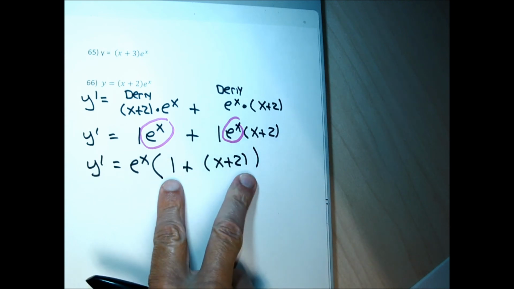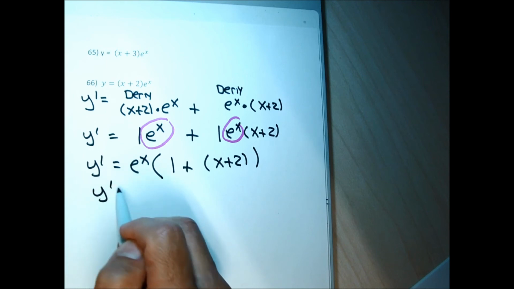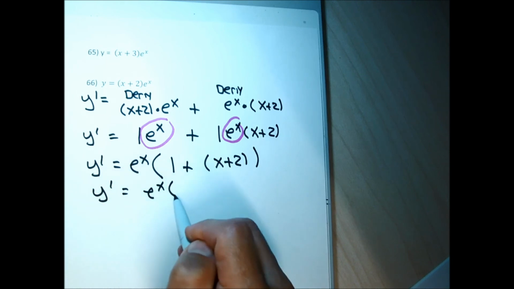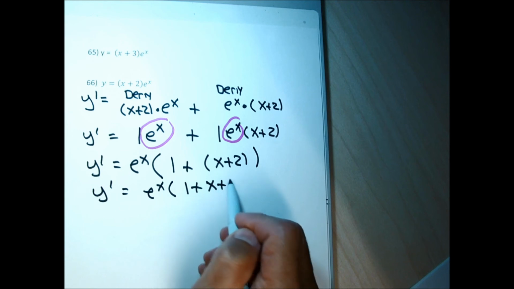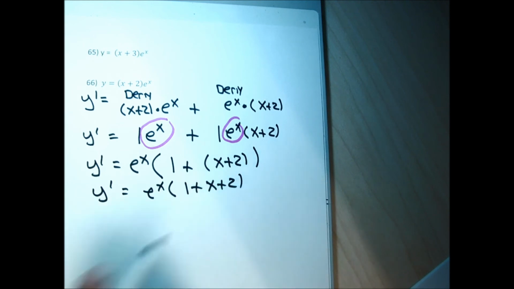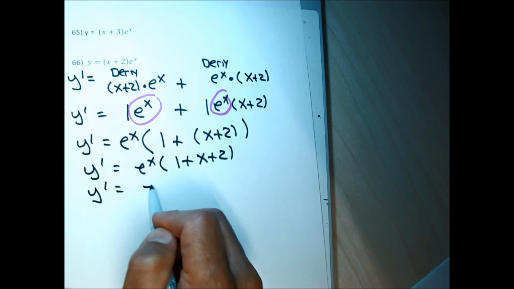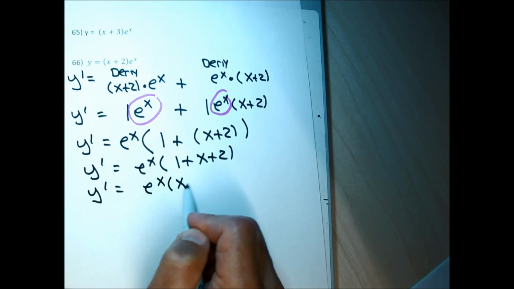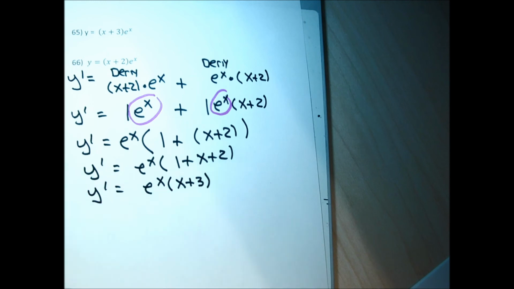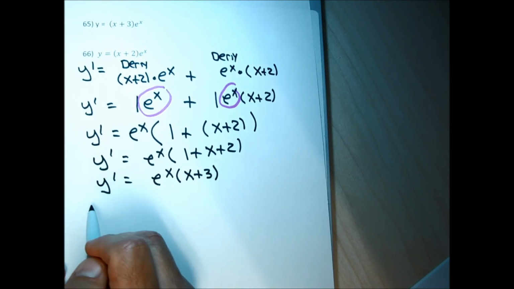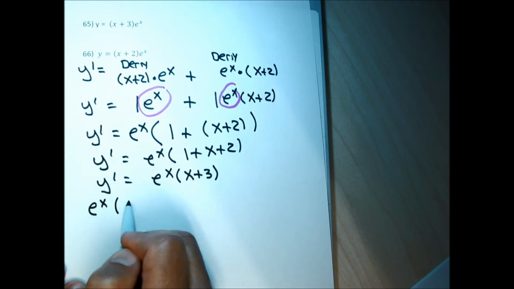I need to simplify the inside of this parentheses. So I'm going to get y prime equals e to the x times 1 plus x plus 2. I can just drop that parentheses without doing any changing. I get y prime equals e to the x times x plus 3. Almost done with 66a. Now I'm going to take the derivative and set it equal to 0.